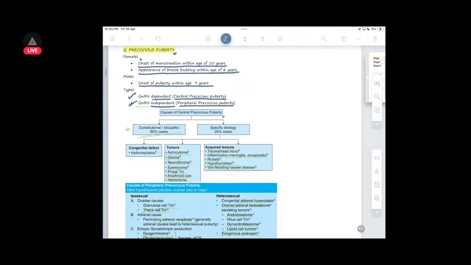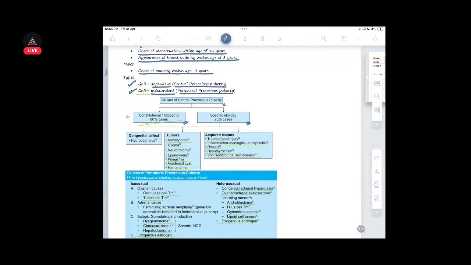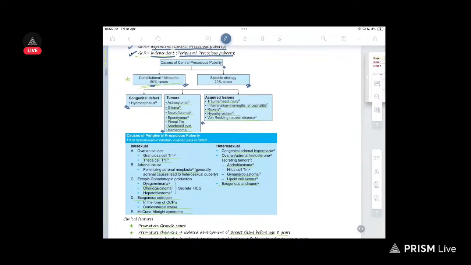Then causes of precocious puberty: you have constitutional or idiopathic, and you have specific etiology. Constitutional or idiopathic means no known cause, and it is 80% of the cases. Specific etiology may be because of hydrocephalus, astrocytoma, glioblastoma, neurofibroma, ependymoma, pineal and arachnoid cyst, and hematoma. Acquired lesions can be due to trauma or head injury, inflammation, meningitis, encephalitis, rickets, hypothyroidism, and von Recklinghausen's disease.